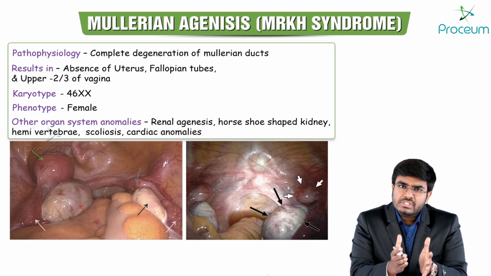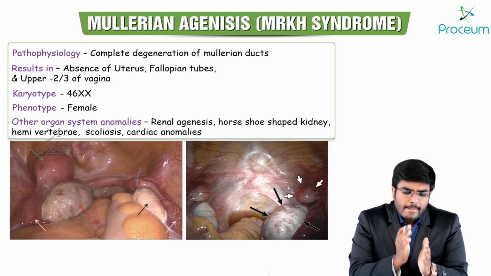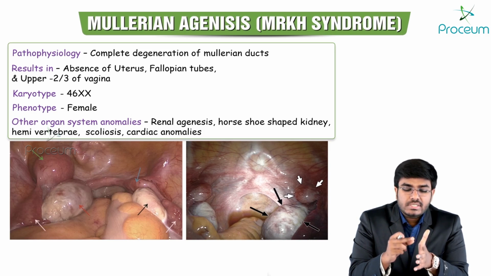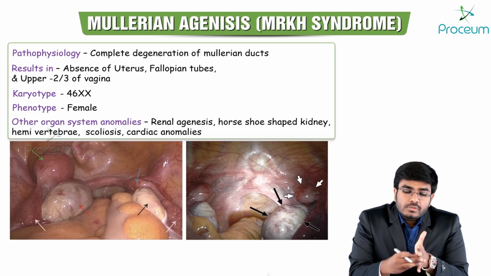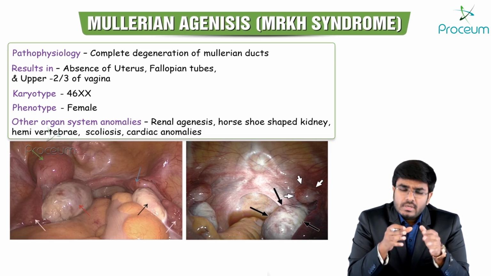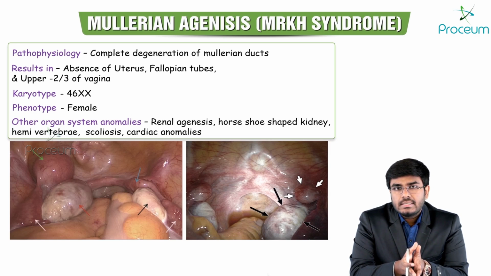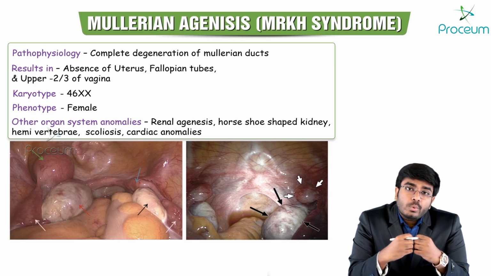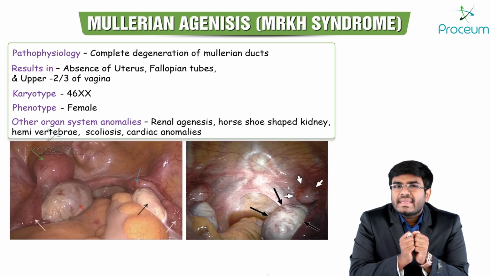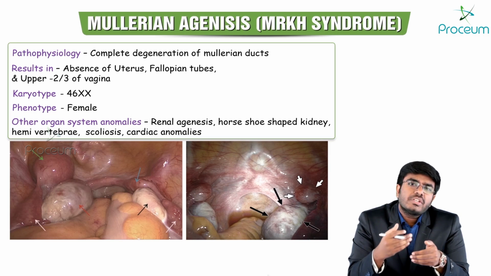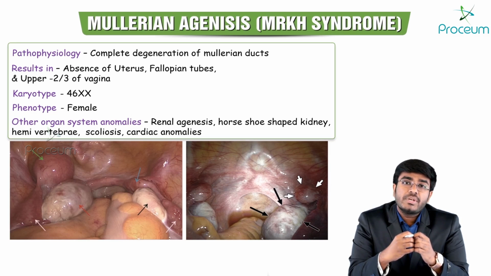The derivatives of the Mullerian ducts are not going to be formed. What are the derivatives of the Mullerian ducts, guys? Mullerian ducts will form the uterus, fallopian tubes, cervix and upper two-thirds of the vagina. So in the case of Mullerian agenesis, whenever there is no Mullerian duct, these females are not going to have a uterus, fallopian tubes, cervix and upper two-thirds of the vagina. Okay, so can she have normal menstrual cycles? No, this female is not going to have normal menstrual cycles.